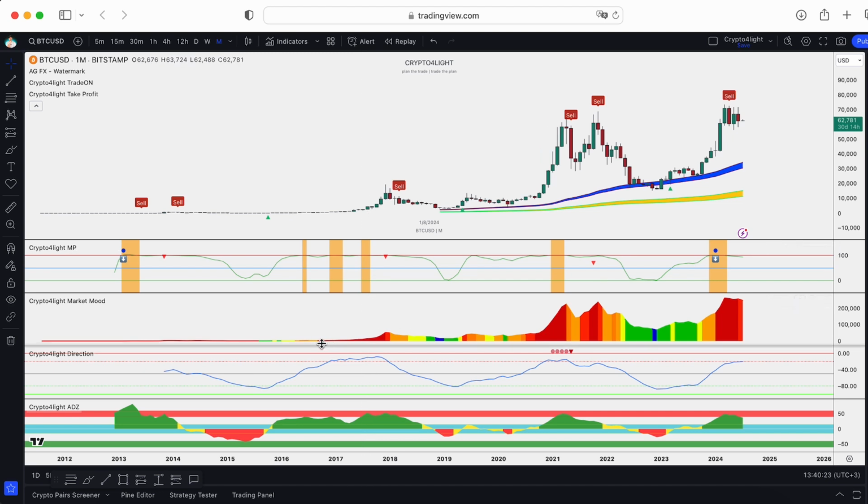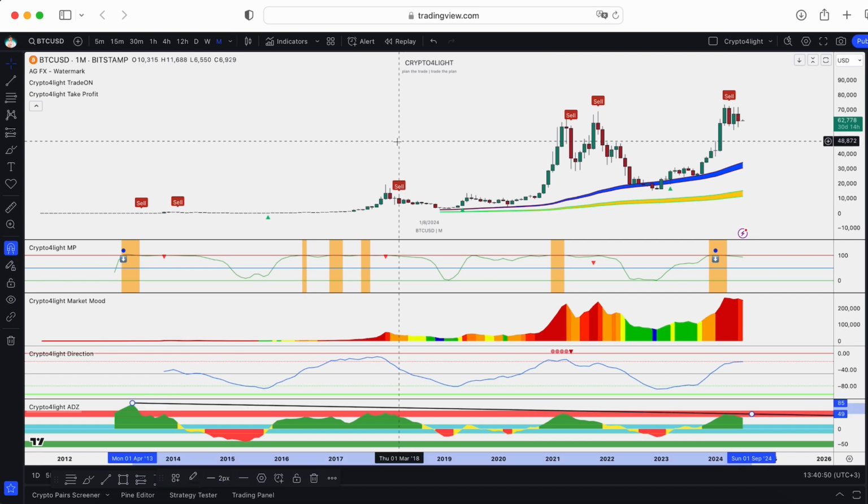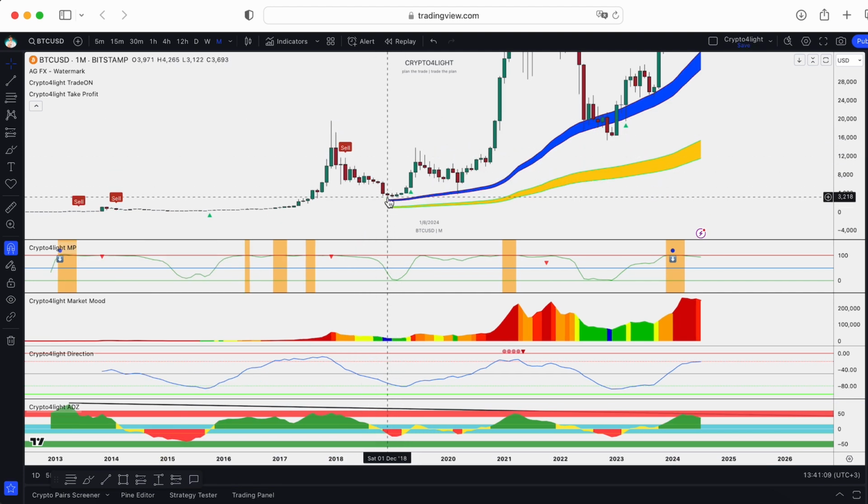So we understand we are in the area, a parabolic move. We're at the top, but without any signal on direction. We're at a top on the ADZ, and we already formed the divergence. Then we got a strong signal to sell, confirmation at 11,688, and we dropped down, but didn't test the exit line.